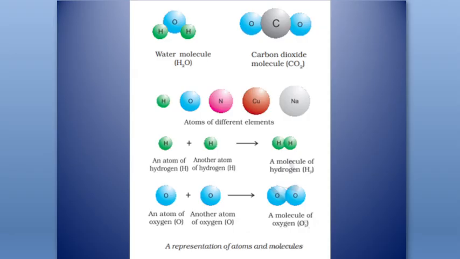This is the bent shape water molecule. This is carbon dioxide molecule. There are different atoms of elements like hydrogen, oxygen, nitrogen, copper, sodium. Two hydrogen atoms will combine into a hydrogen molecule. Two oxygen atoms will combine into an oxygen molecule. This is actually the representation of atoms and molecules.